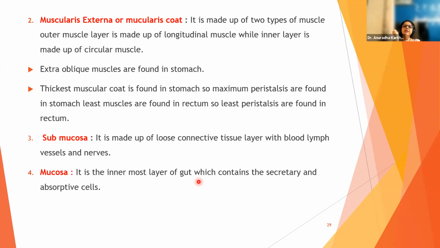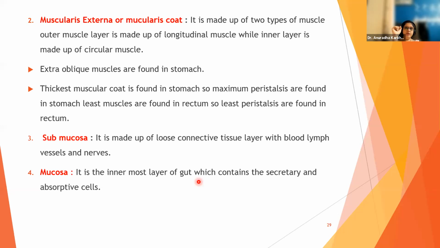So maximum peristalsis is found in the stomach. We know muscles have the capacity for contraction and relaxation. So the more muscles there are, the more peristalsis there will be, creating more of these pulsating types of actions. Correct? So maximum peristalsis will be found in the stomach, and the least muscles are found in the rectum. So the least peristalsis is found in the rectum.